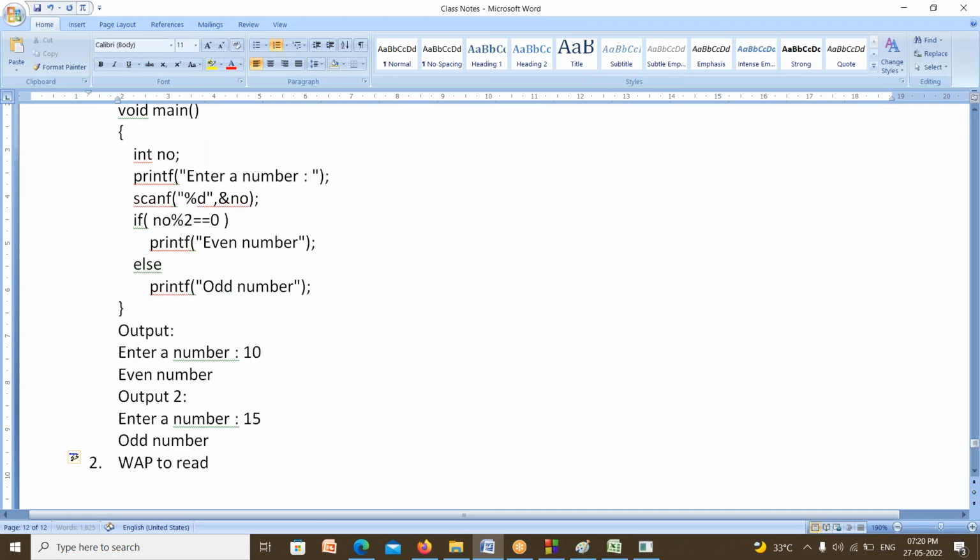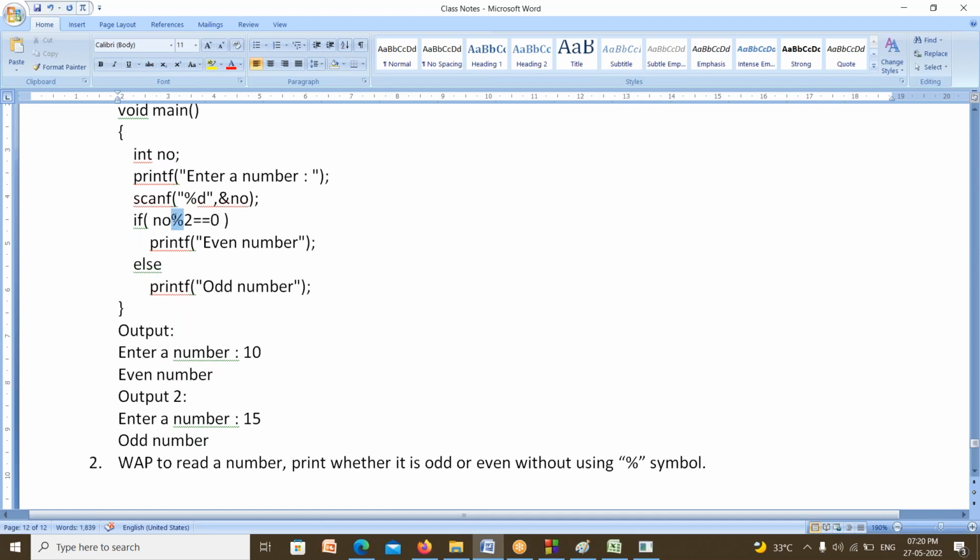Write a program to read a number, print whether it is odd or even, without using the percentage symbol. Don't use the percentage symbol. You have to print whether it is odd or even. What is the use of the percentage symbol here?